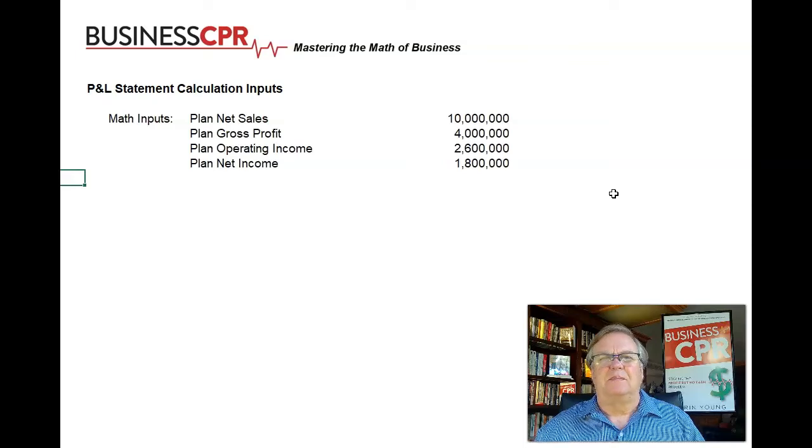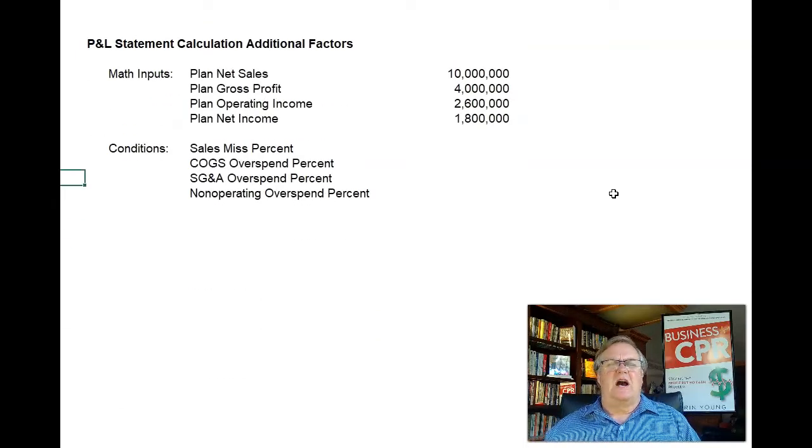That's the net income. So you will need to know if you're missing your sales, how much are you missing it by? What's the percent? If you're overspending on COGS, SG&A, or non-operating, what are the overspends? And then with these 4%, you can gauge where your problems are.